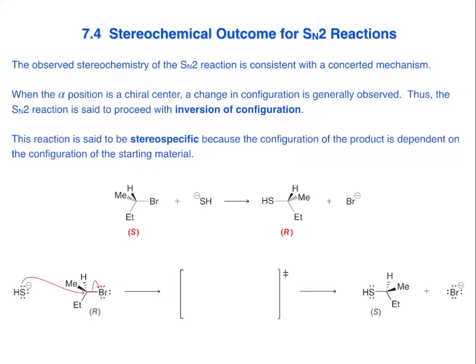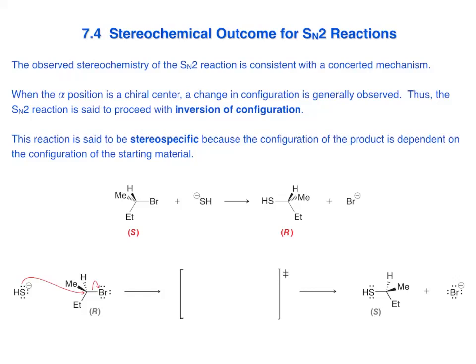So in an SN2 reaction, we will refer to this change in configuration of the chirality center as an inversion of configuration. And we refer to this reaction as also being stereospecific because the configuration of the product is very much dependent upon the configuration of your starting material or your substrate.